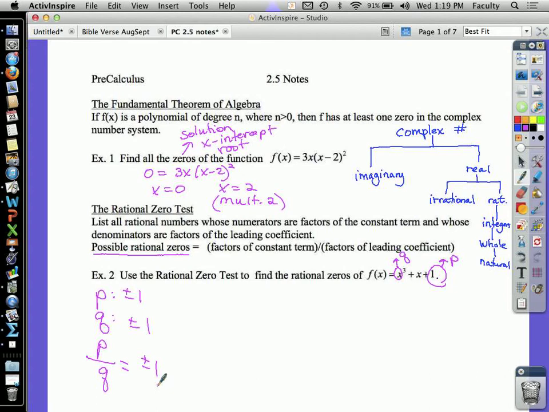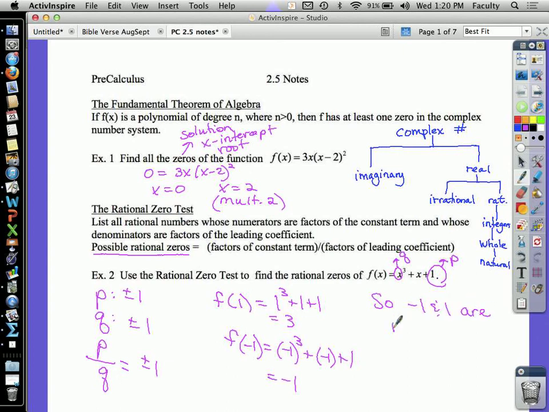Yeah, we did do this last year, remember? In Algebra 2? So then, all I have to do is I'm going to check f of 1. So that's 1 cubed plus 1 plus 1. Okay, that's not a 0. And then we're going to do f of negative 1. So it's negative 1 cubed plus negative 1 plus 1. So negative 1 and 1 are not zeros of f of x.